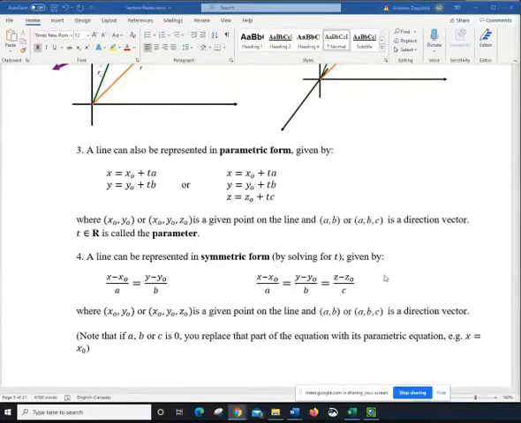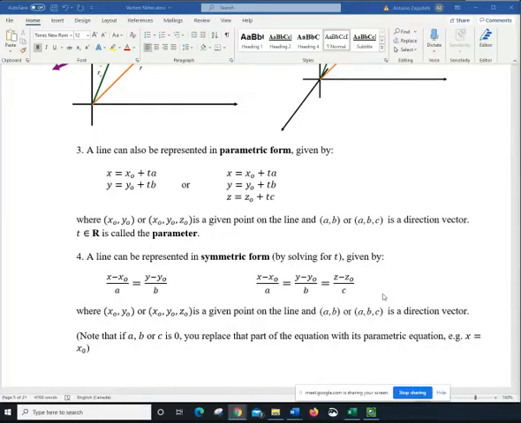The idea here is to be able to recognize that when it's in parametric form or symmetric form, the constants represent the components of your given point, and the coefficients of t represent the components of the direction vector. In symmetric form, the numbers being subtracted from x, y, and z are the components of your given point, and the denominators represent the components of the direction vector.